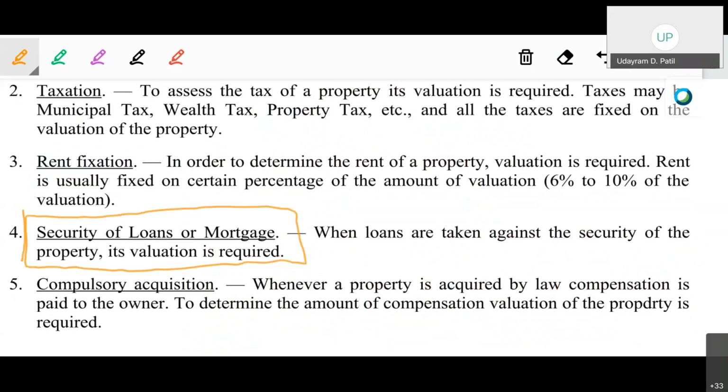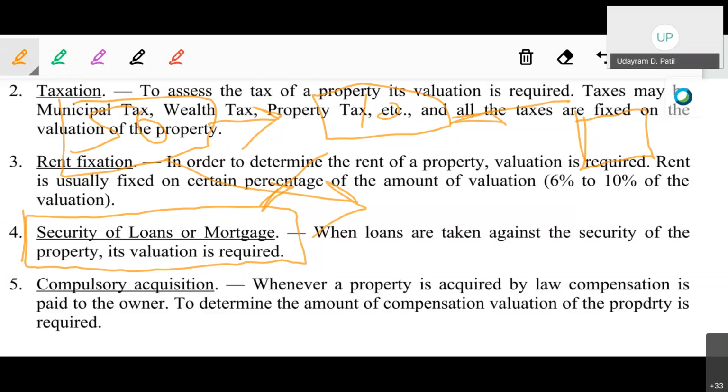If you have gone to a bank, and you are giving your home as a mortgage for the particular loan, then the amount of the loan that the bank can give you by keeping your house as a security will be some percentage of your total amount. Suppose your house is worth 50 lakhs, then on that particular 50 lakhs the bank will give you 10 lakh rupees.